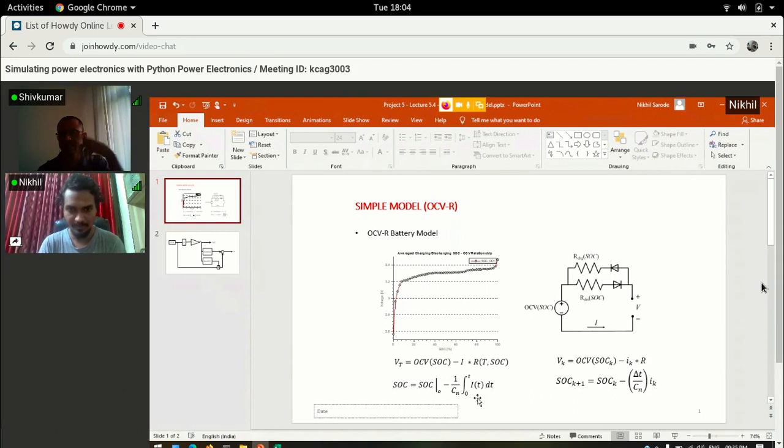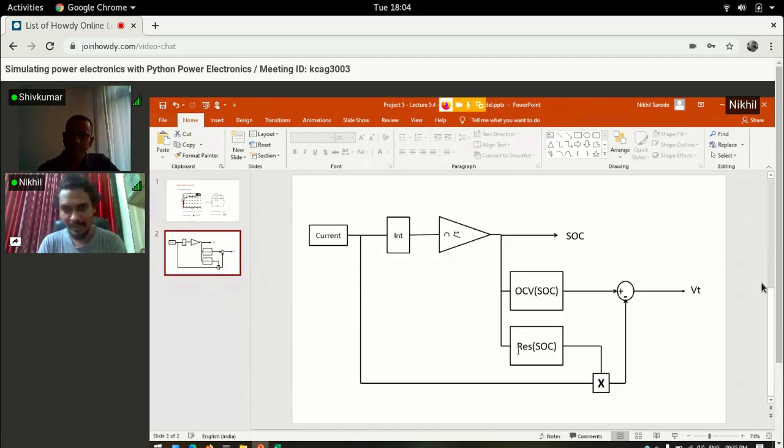Yes. So that's it. That's the only thing. My only concern here is how to implement lookup tables, because the other part of the circuit is fairly simple. We can implement the means, integrator, and all things are normal. But how to implement these lookup tables in Python Power Electronics or in raw Python? This is what I wanted to know from you.